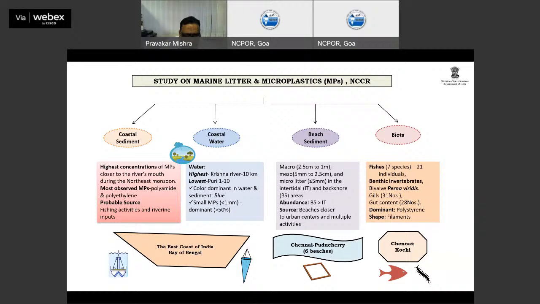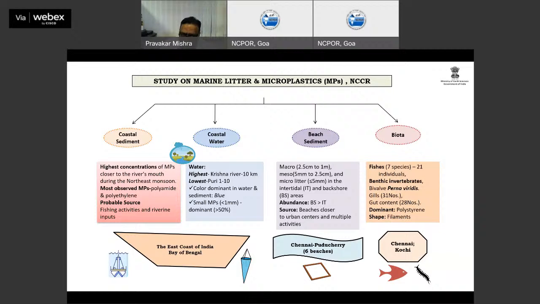Similarly, for macro litter in beach sediments, we have tried to look at the macro and meso litter at the intertidal zone and at the backshore, how it is getting transported, and what the abundance is. We studied some of the beaches, and we saw that in the backshore, with the wind pattern, it gets accumulated, and beaches closer to urban centers with multiple activities are more contaminated, more polluted, than the beaches in rural areas.